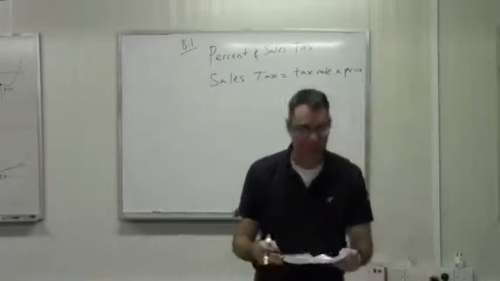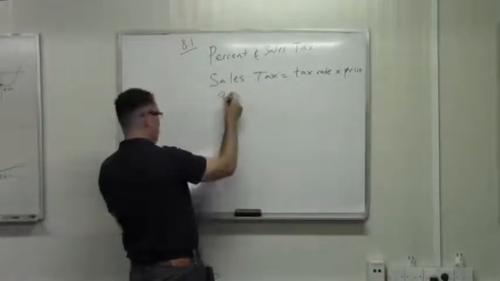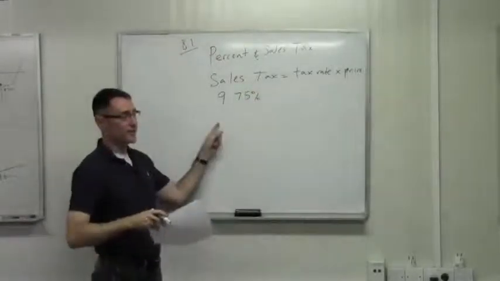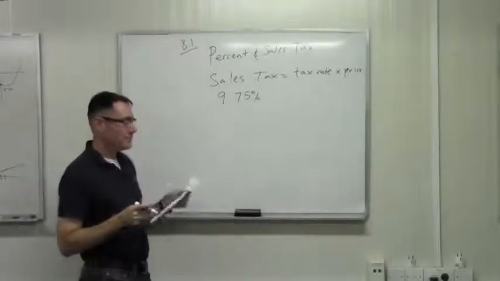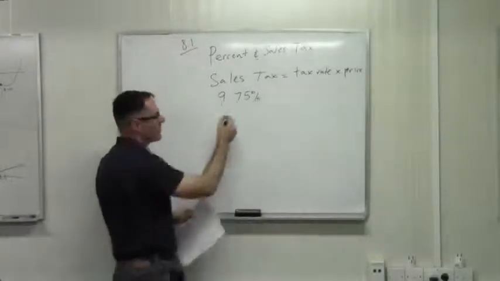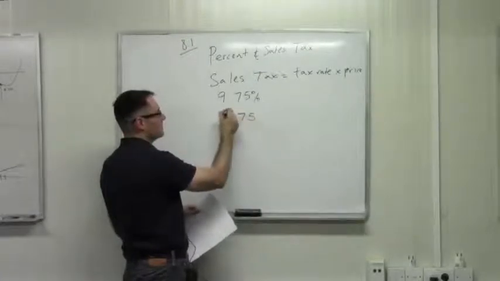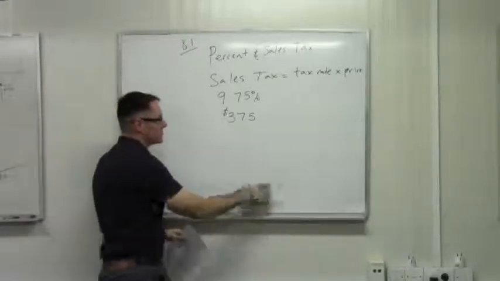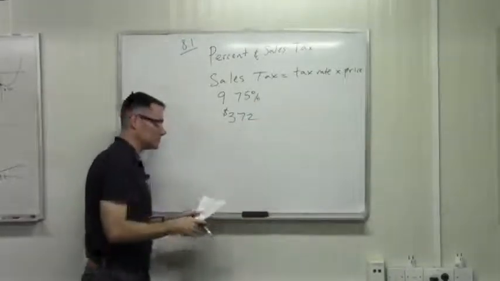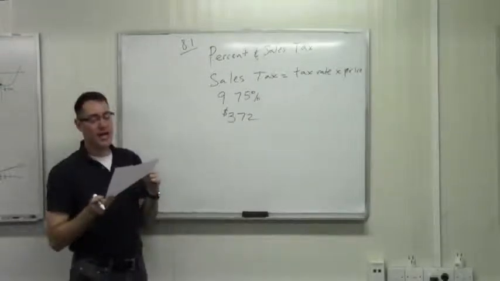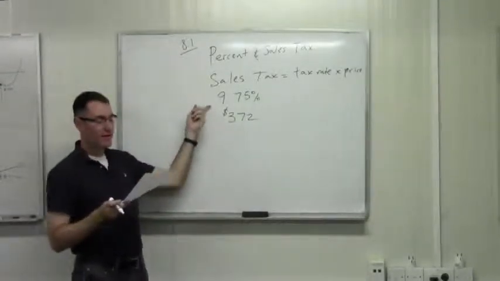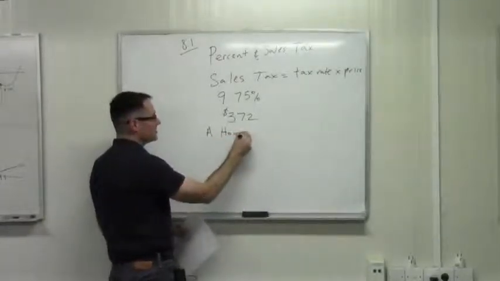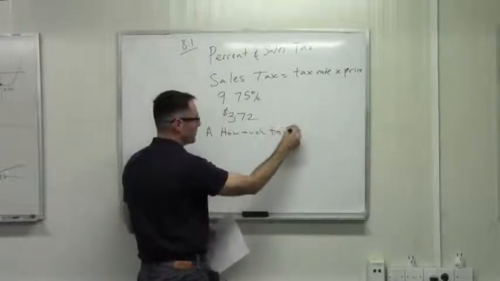So here's an example. Sales tax rate, 9.75%. I don't know any states that make you do a sales tax of that much, but that would be a lot. Okay? Let's say you get something that's $372. How much tax is there if it's 9.75%? How much tax is owed?